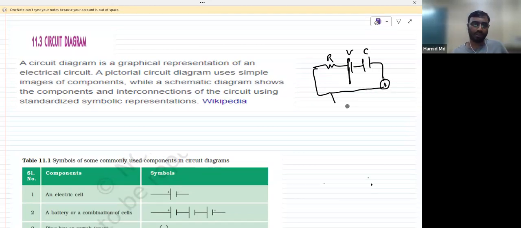Okay, we have to brief it. What is an electric circuit? A circuit diagram is a graphical representation of an electric circuit. A pictorial circuit diagram uses simple images of components, while a schematic diagram shows the components and interconnections. So we will be showing over here the schematic diagrams of the circuit using standardized symbol representation. The focus of this introduction is that we have to be familiar with the standardized symbols.